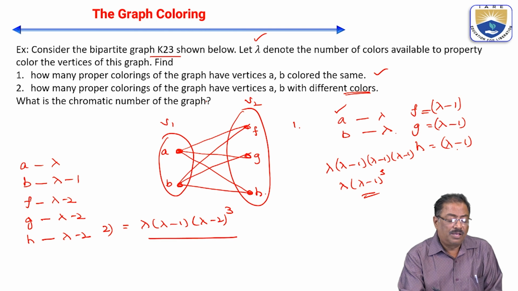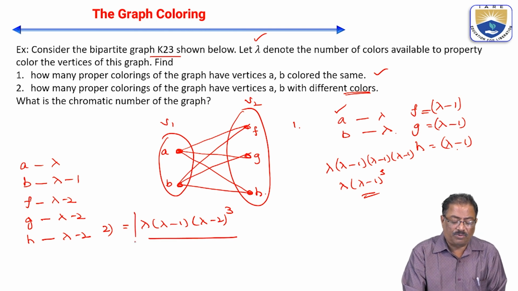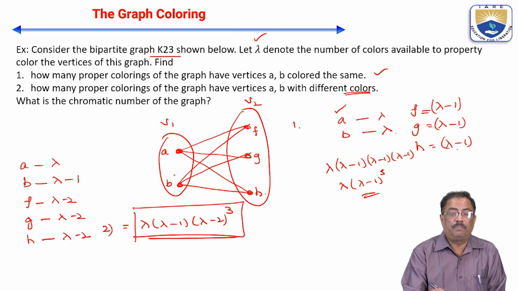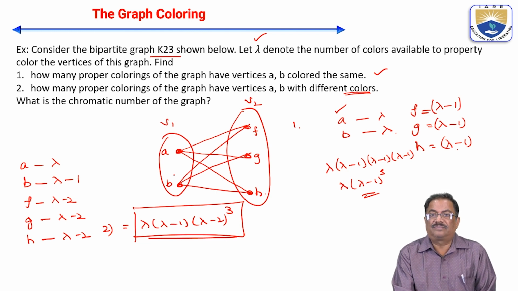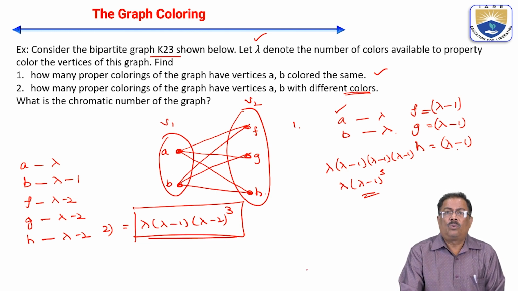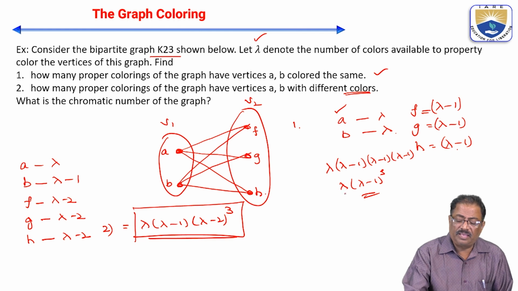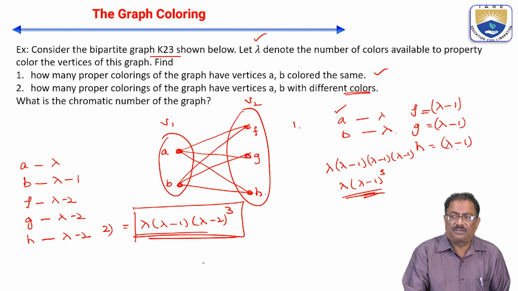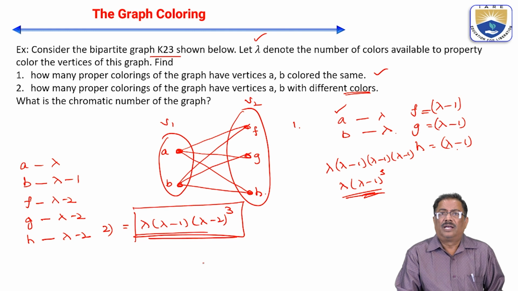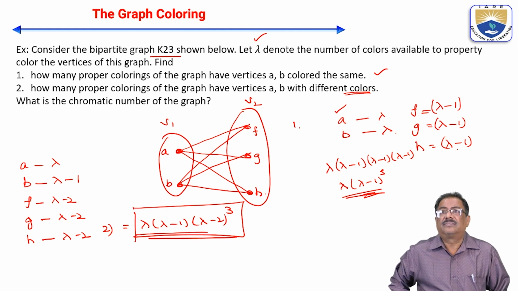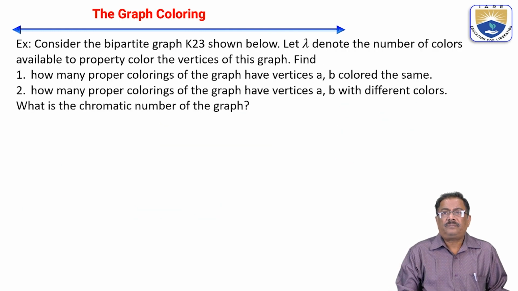And what is the chromatic number? These many ways we can assign if A and B have different colors. So what is the chromatic number of this graph? This is the chromatic number and lambda colors, whatever colors we are going to use, and based on that we get this. And now, same thing.